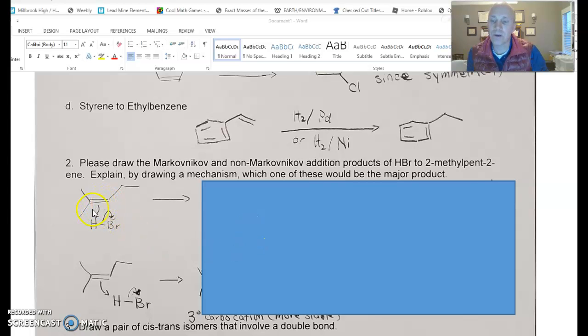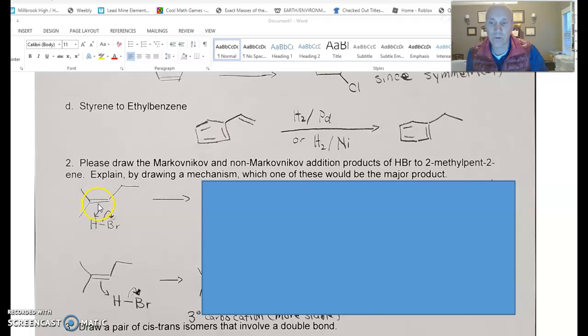One way to think about this is that two of the electrons in this double bond are going to be attacking this hydrogen. The question is, are they going to add so that the electrons stay with this carbon, or are they going to add with the electrons staying with this carbon? If they stay with this carbon right here, then they're leaving this carbon, leaving a carbocation right here. If the electrons are going to be staying with this carbon when it adds, that's going to be leaving a carbocation here.